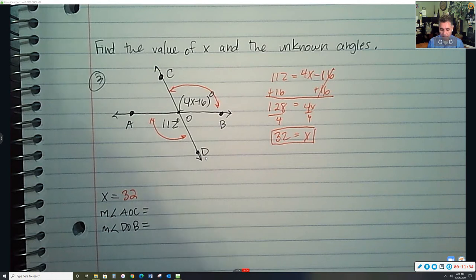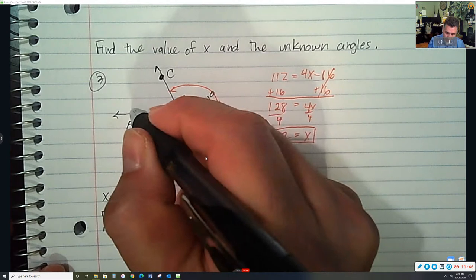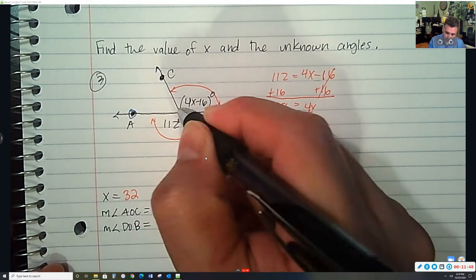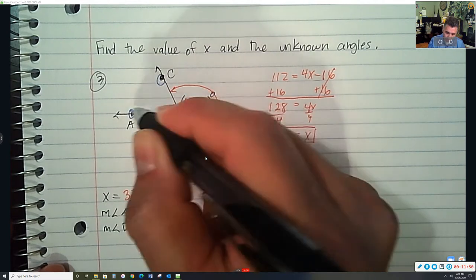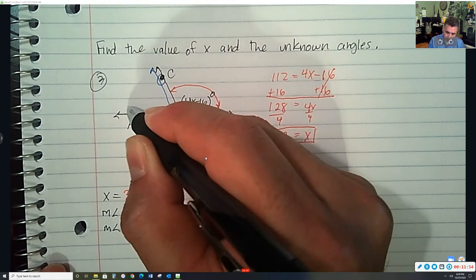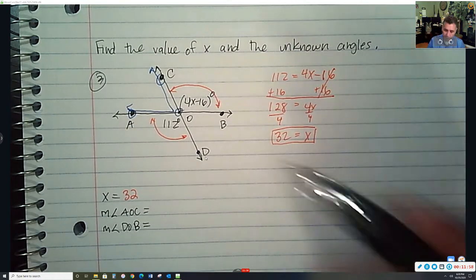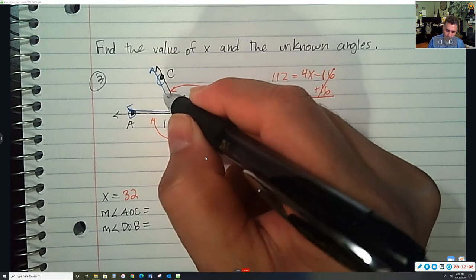And then to figure out the measure of AOC, it's helpful to know where AOC is, or which angle it is. Well, see, here's AOC. So that's this angle right here, right? Again, remember, think of the V-shape. Well, I know this angle.